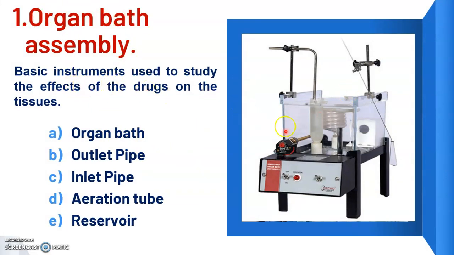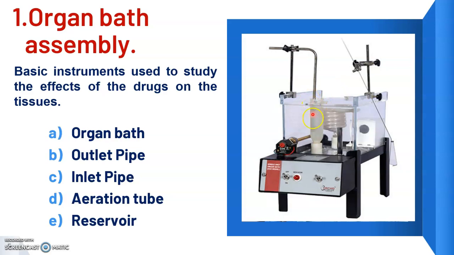What is the use of this organ bath assembly? It is used to study the effects of drugs on tissue. This instrument is known as organ bath assembly or student organ bath. It contains 5 different parts. Number 1 is the organ bath. This outermost rectangular, square plastic box is known as the organ bath.